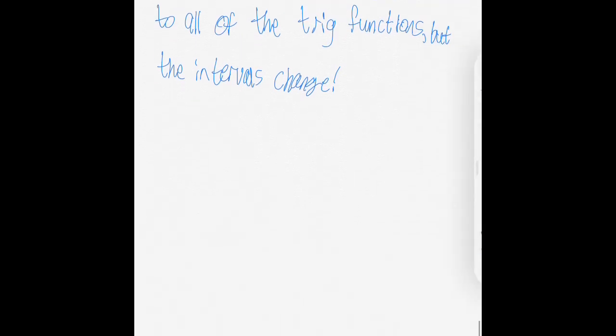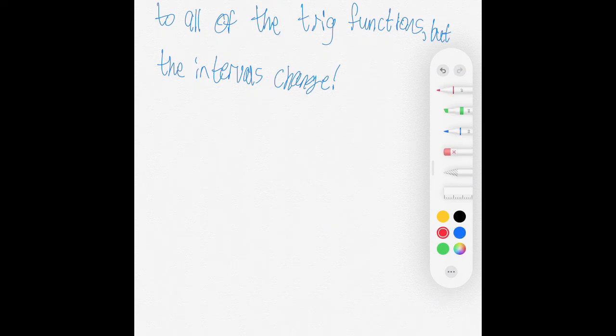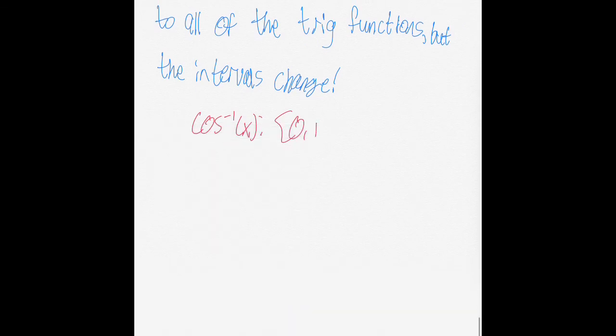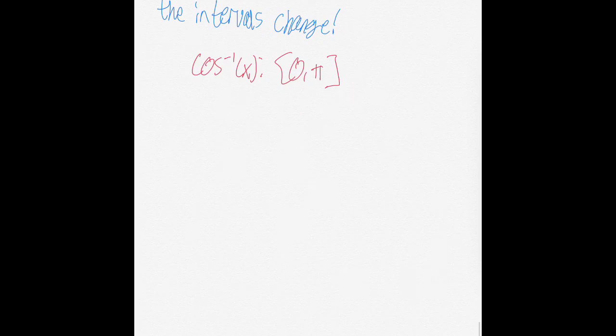Okay, so here for cosine inverse of x, the interval was... Oh my goodness, now it's all sideways and I don't know why. I'm in portrait mode. In fact, I have it on orientation lock, so I don't know why it's doing that. I am so sorry. Cosine inverse lives in the interval 0 to pi.